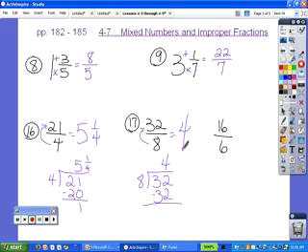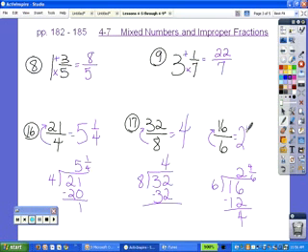For 16/6, we divide 6 into 16. 6 goes into 16 2 times, and this time we have a remainder of 4. So again, we make it into a fraction. We put the remainder over the divisor. So we get 2 4/6.